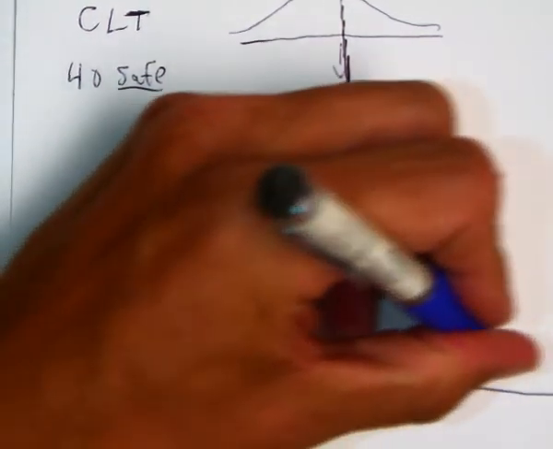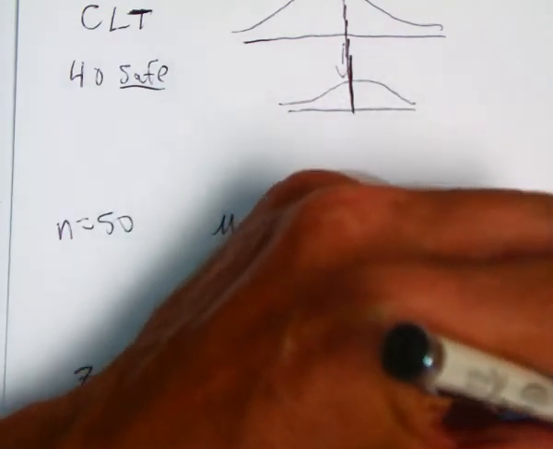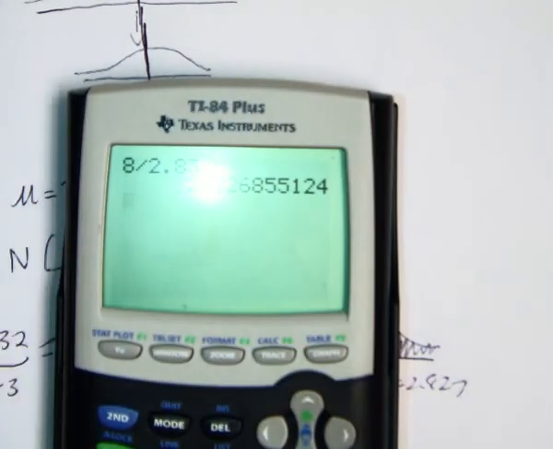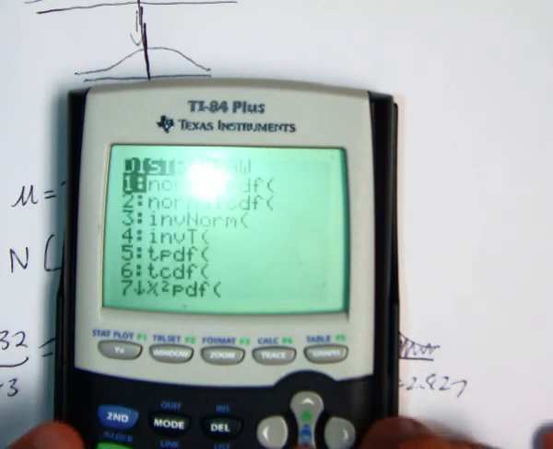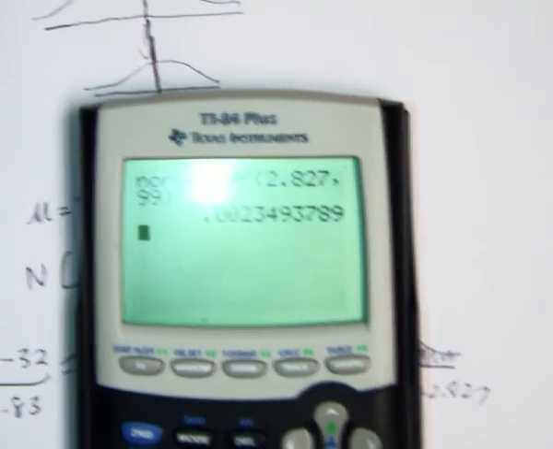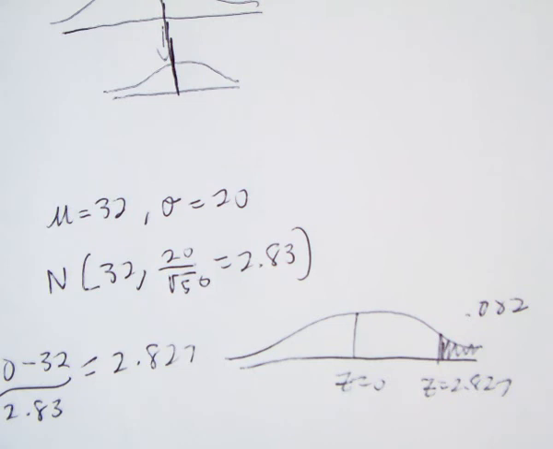So this would be a z-score of 0, and this is z equals 2.827, and the average is at least that, so we're going to shade to the right. Then we go to the calculator, and we say, okay, calculator, normalcdf from 2.827 to 99, and that comes out to 0.002. So what is the probability? Well, it's highly unlikely. That's less than 1%. So the probability that the average of that sample is at least 40 is 0.2%. Okay.